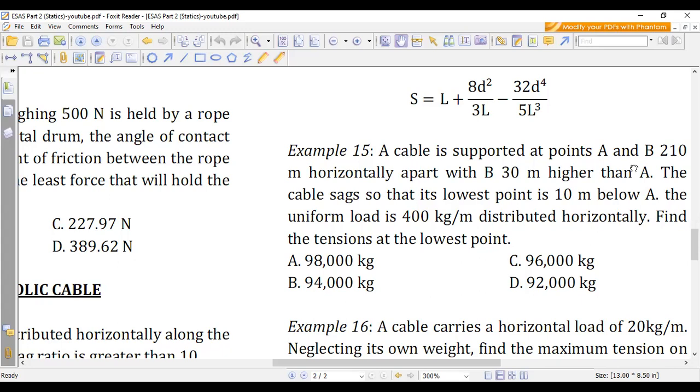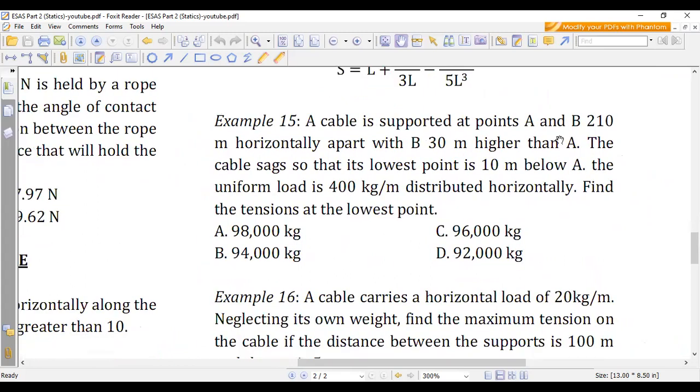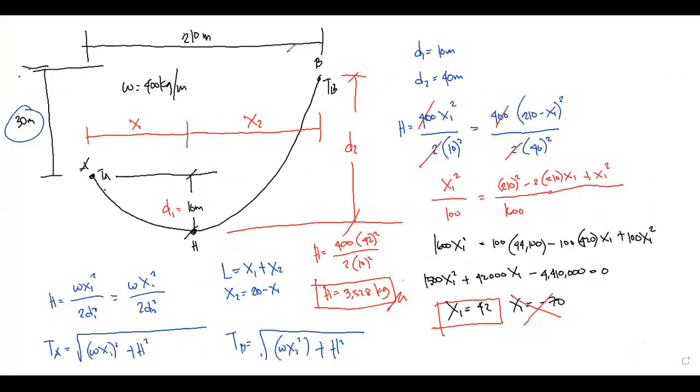Okay, so let us recalculate again. 3,528 is not given in the choices. So let me recalculate it again. Perhaps we have... let's recalculate again. Okay, I think we got the mistake from the formula.